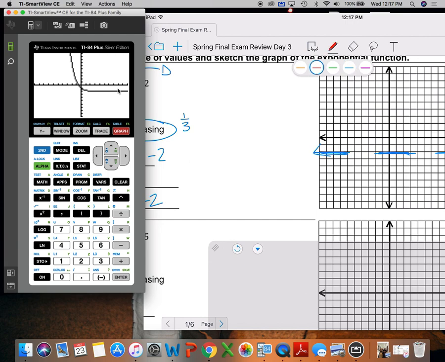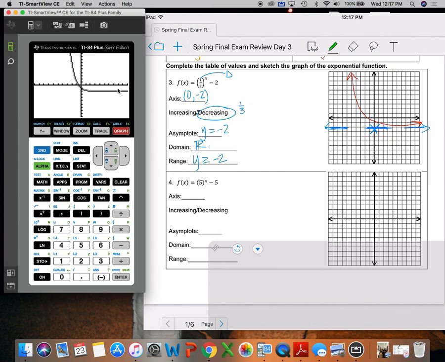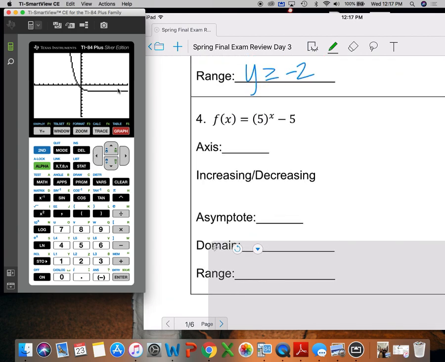My axis is at 0, -2. So that's where my asymptote goes through, but also where my graph starts to turn. And this one is decreasing, so it will go down. Remember, your graphs do not have to be exact as long as you have the general idea of what it looks like, and it needs to look something like the graph on the calculator.